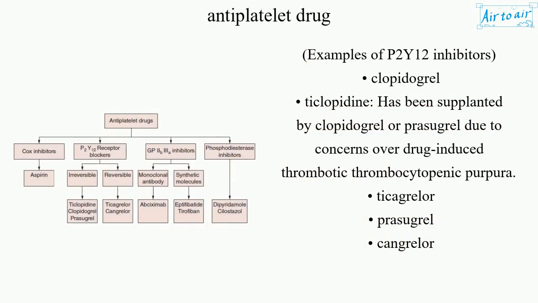Examples of P2Y12 inhibitors. Clopidogrel. Ticlopidine has been supplanted by clopidogrel or prasugrel due to concerns over drug-induced thrombotic thrombocytopenic purpura. Ticagrelor or prasugrel, cangrelor.